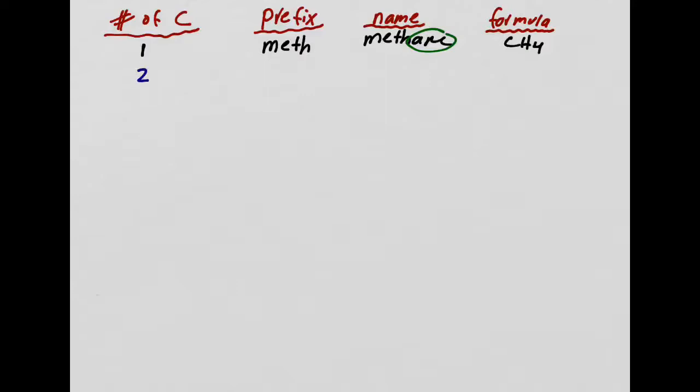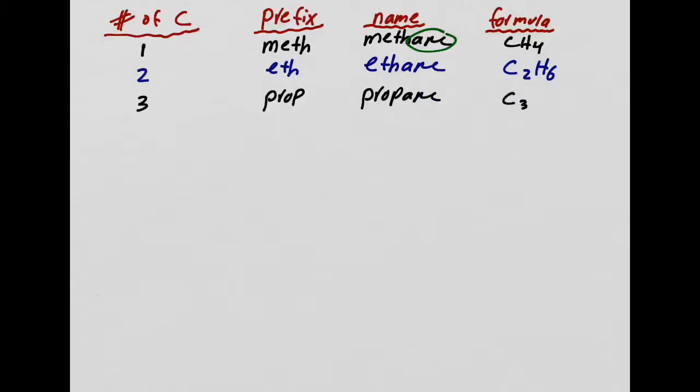Next one. Let's say I have 2 carbon atoms. The prefix is eth. That would be ethane. Again, all the endings would be ane, ethane. 2 carbon, C2H6, because all single bonds. What if I have 3 carbon atoms? The prefix is prop and the name is propane. So 3 carbon and H8.